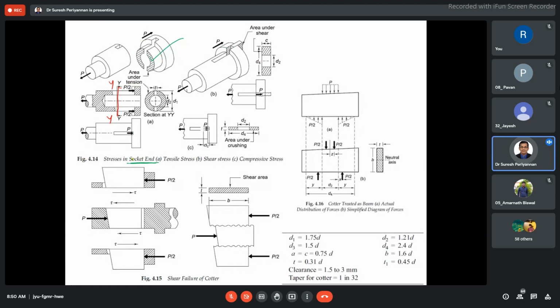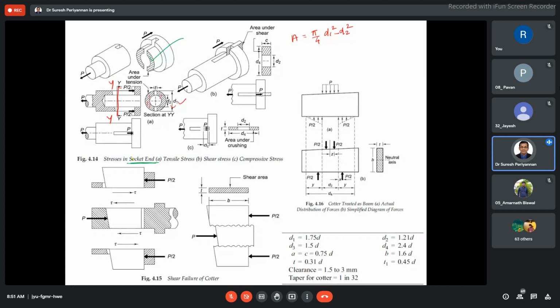Now see the side view of this. This is the hollow region. What is the area here? Pi by 4 (D1 squared minus D2 squared), and then minus this region, (D1 minus D2) into T. What is the area without a slot? Pi by 4 (D1 squared minus D2 squared). This is the area without the slot.